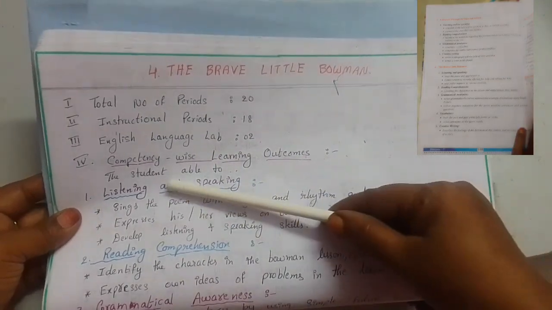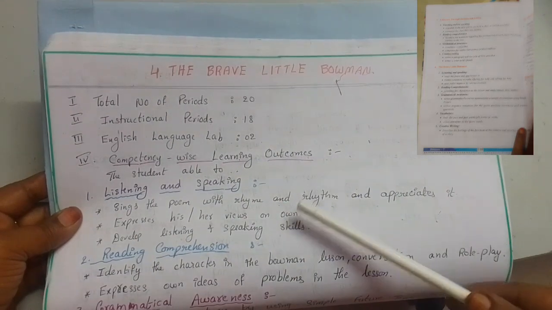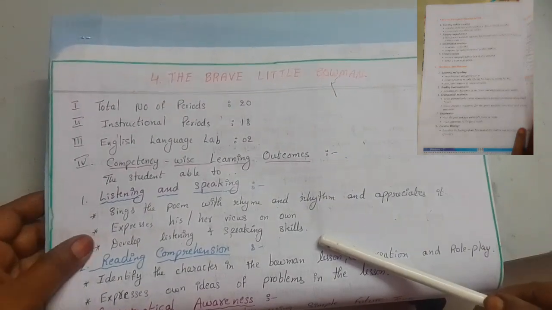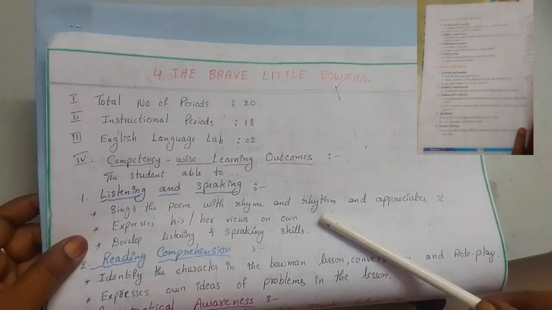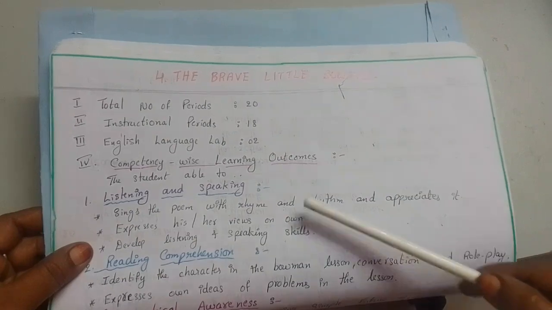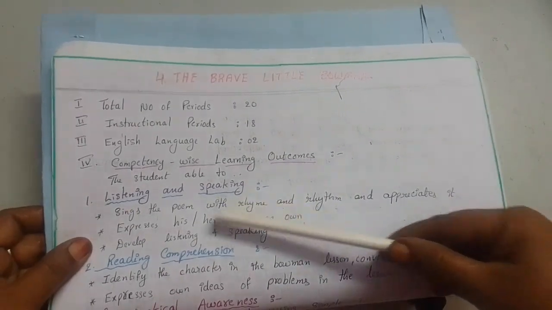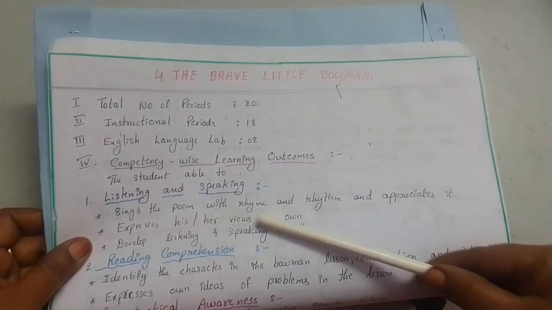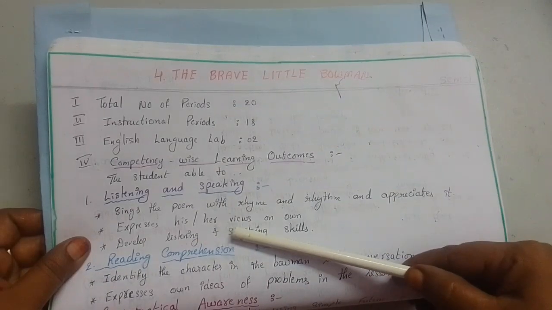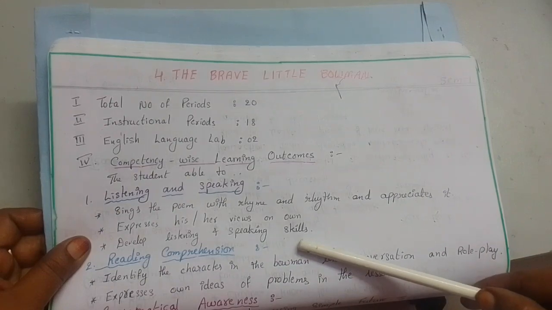Okay, so competency wise learning outcomes. You will get these learning outcomes in the textbook, in the last pages of the textbook, but here and there are mistakes in the textbook also. So according to the lesson we have to prepare our own learning outcomes. The first competency, listening and speaking. The student is able to sing the poem with rhyme and rhythm and appreciates it. He expresses his or her views on own, develops listening and speaking skills.